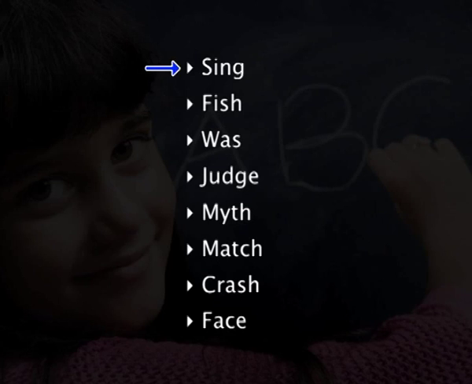Sing, fish, was, judge, myth, match, crash, face. The teacher can take an individual sound and repeat it twice or thrice, depending upon the level of the students. This activity is mainly focused on practicing consonant sounds. You can use other words with vowels and diphthong sounds and make the learners practice as many times as possible.